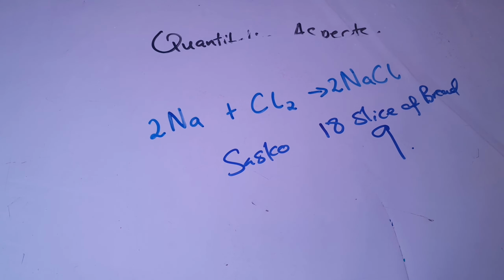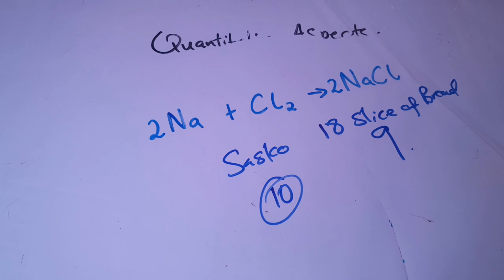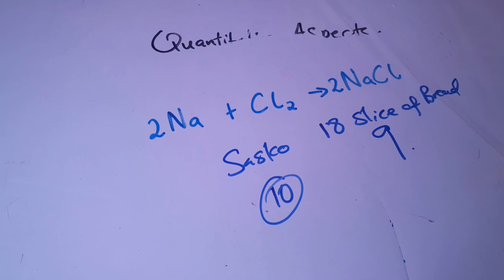So what if I was having 10 slices of cheese? What's going to happen? One was going to remain, right? 1 slice of cheese was going to remain, and the 18 slices of bread were going to be used up, right?